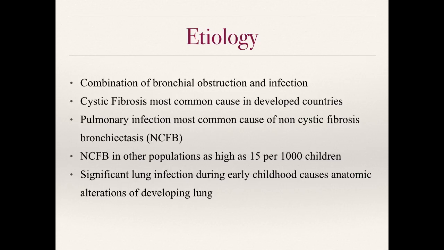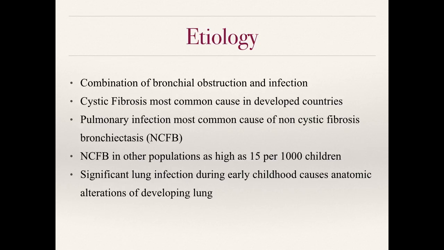And in other populations, such as Polynesia, Alaska, Australia, and New Zealand, NCFB can occur in as high as 15 per 1,000 children. Although this is not well defined, it is believed that a possible mechanism for post-infectious NCFB is a significant lung infection during early childhood, which causes anatomic alterations of the developing lung that allow persistent bacterial infections. As a result, the continuous bacterial infections would lead to bronchiectasis.